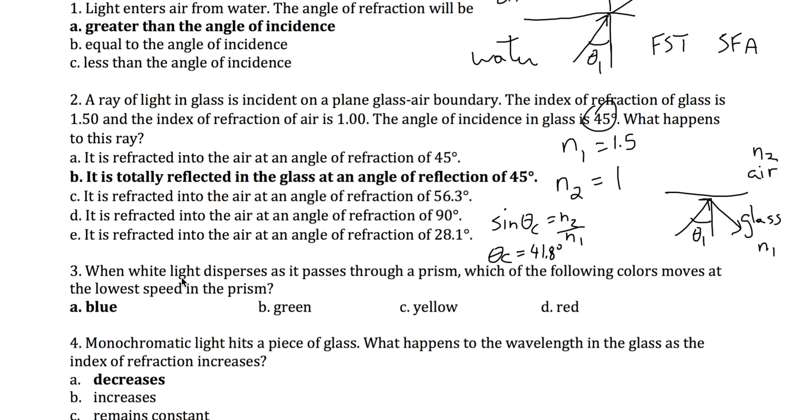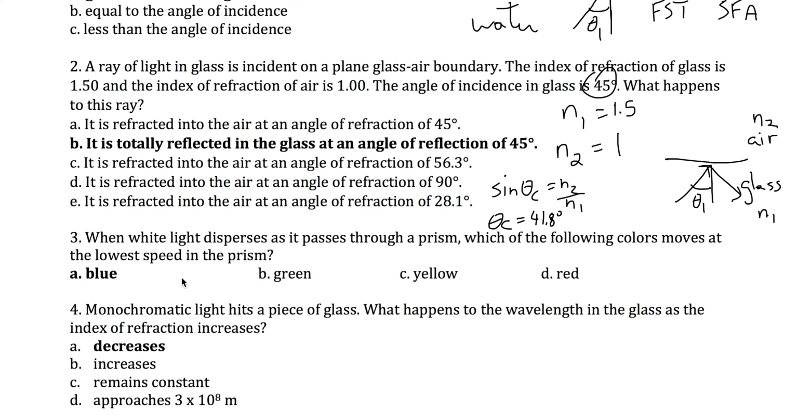Number 3, so white light disperses through a prism. Which color moves the slowest? So that's going to be the blue. We learned that the index of refraction for blue light is higher.